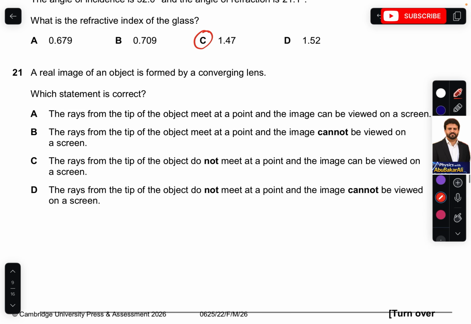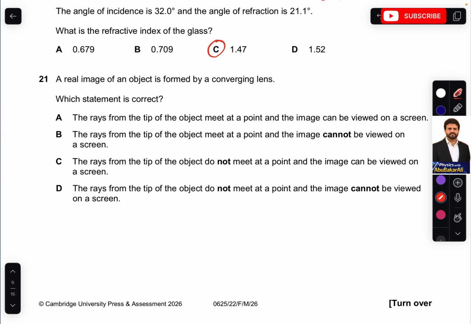Question 21. A real image of an object is formed by a converging lens. Which statement is correct? Okay, so it is a real image. The rays from the tip of the object meet at the point and the image can be viewed. Yes, in a real image, the rays always meet with each other and the image can be projected on the screen. In B, they are saying the rays from the tip of the object meet at the point and the image cannot be viewed, that is wrong. The rays from the tip of the object do not meet, that is incorrect.